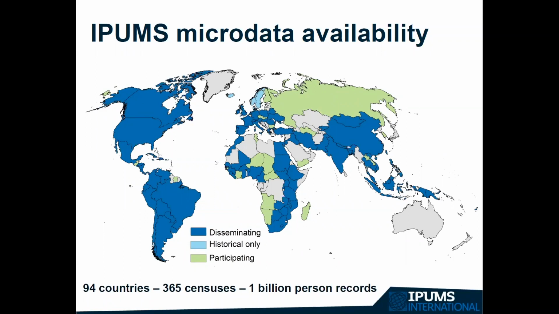And the countries that are in green are countries that have agreed to participate in our project, but for one reason or another, we have not yet added those data to the online database yet. But hopefully many of those countries will become available soon in the next few years. So in total, we have 365 censuses from 94 countries and more than 1 billion individuals in the IPUMS International database.